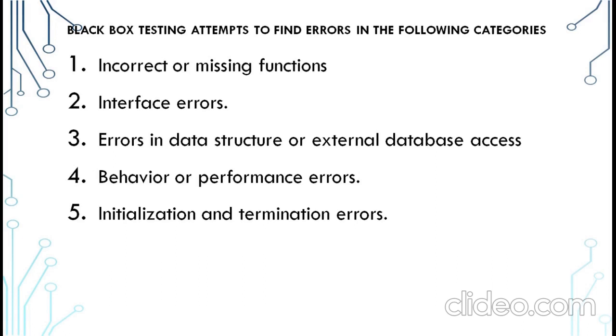Black box testing attempts to find errors in the following categories: incorrect or missing functions, and interface errors. It is also applied to find errors in data structures or external database access, behavior or performance errors, and initialization and termination errors. So black box testing is used to find these errors.